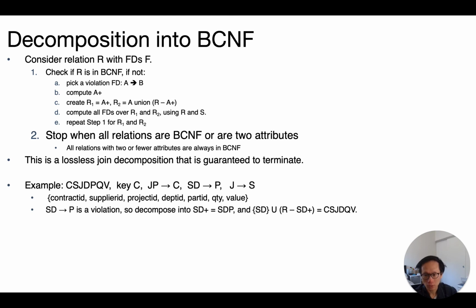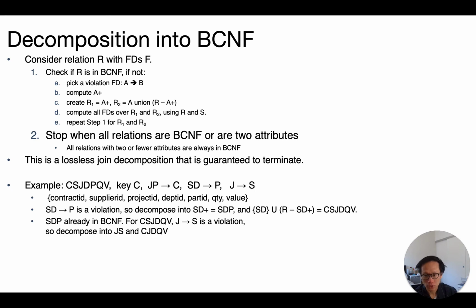So let's start with the violating functional dependency, SD determines P. Why is that a violation? Well, SD is not a key and it's not a superkey. So that means we'll need to decompose. We'll decompose that into SD plus, which is just SD and P, and the union of SD and everything else not in the closure, meaning CSJ, DQ, and V.